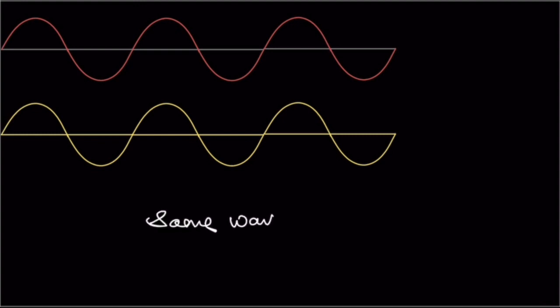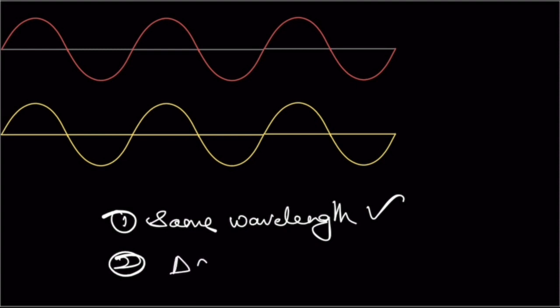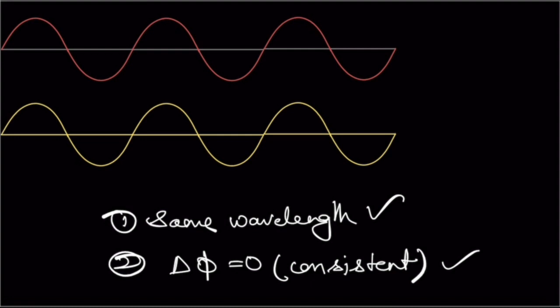So let us write down what we have learned. The first quality is that the waves should have the same wavelength, and in this case the difference in phase is 0, and this is consistent throughout. It is not like the phase difference is changing as we are moving through the wave. It is the same, it is constant, it is consistent, or it is coherent.